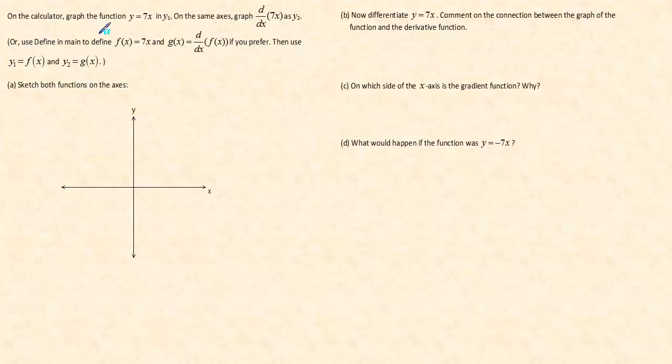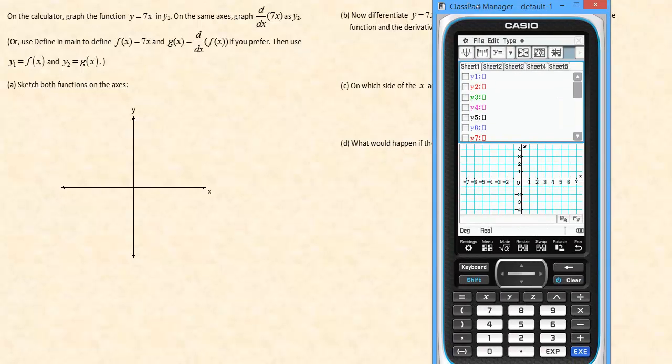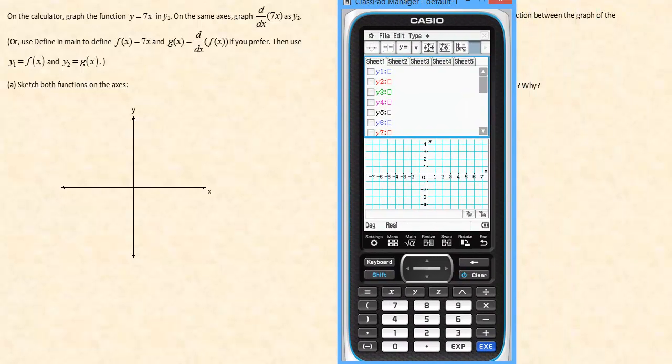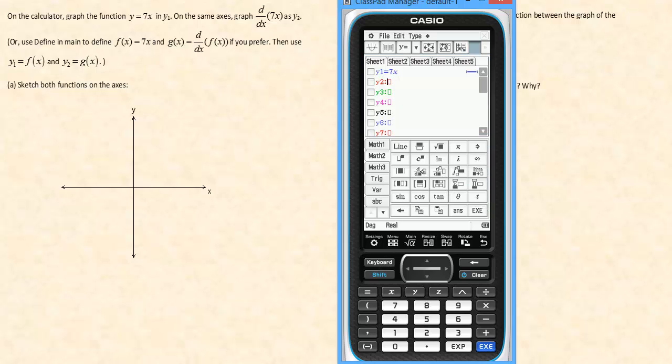On the calculator, graph the function y equals 7x in y1, and on the same axes, graph d/dx of 7x as y2. So we're plotting the function y equals 7x together with its derivative on the same graph. We'll put 7x in here, and then we need to do d/dx of 7x just here, and we'll plot both of them.